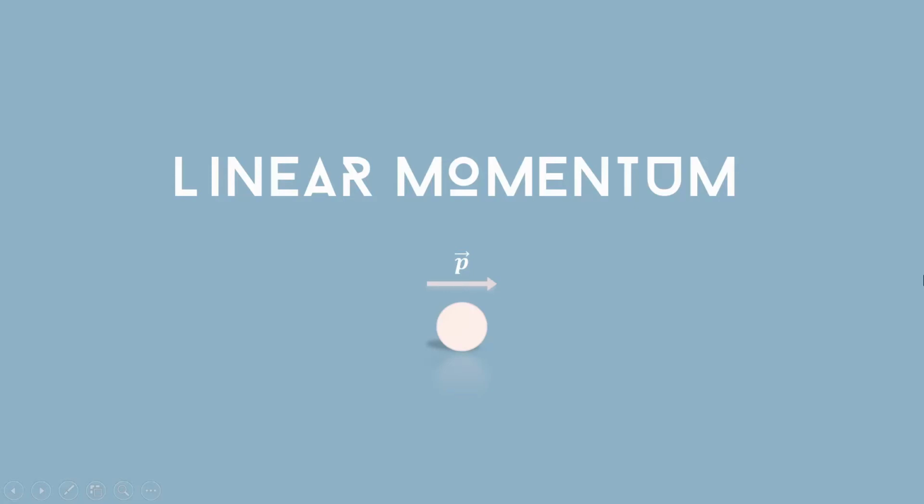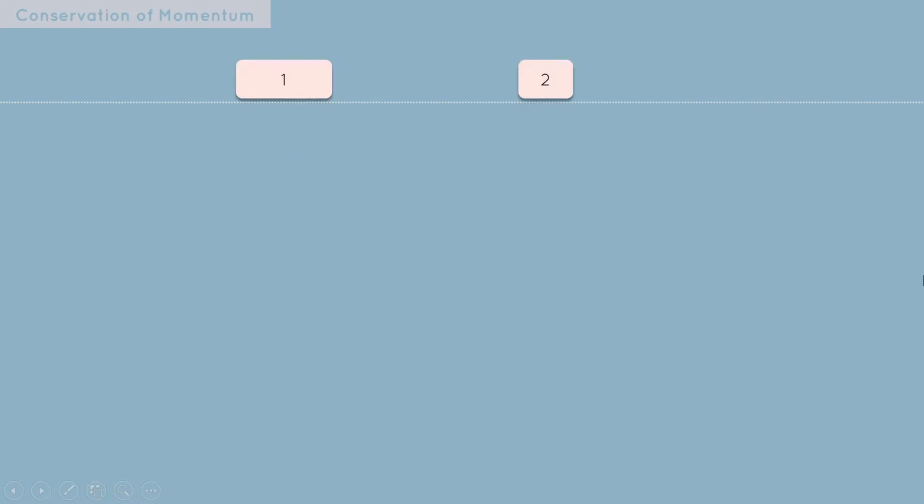Alright, so today we're going to be exploring the concept of linear momentum, which will be especially useful when we solve questions on collisions. So consider two blocks, block 1 and block 2, which are moving toward one another. We let the velocity of block 1 be v1 and the velocity of block 2 be v2.